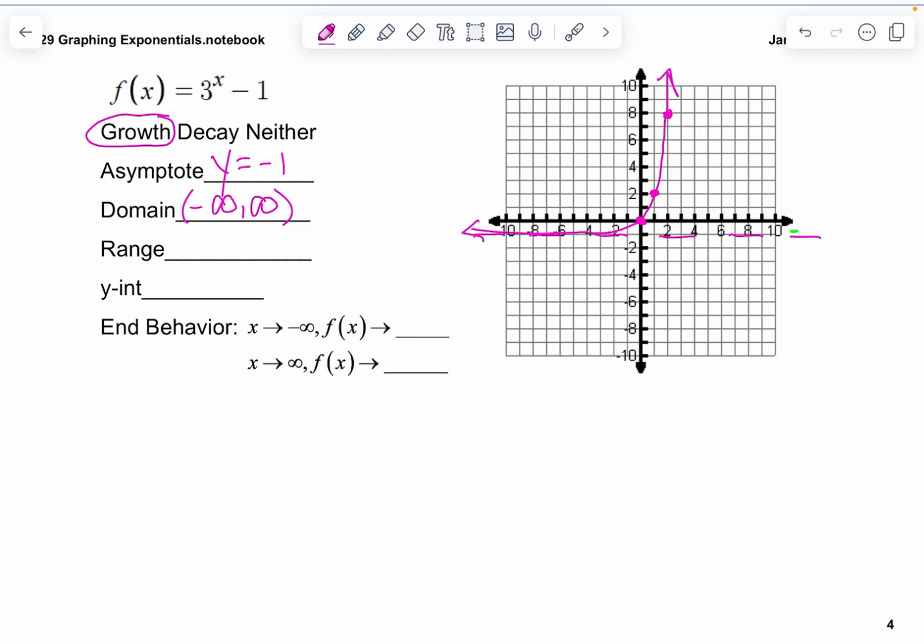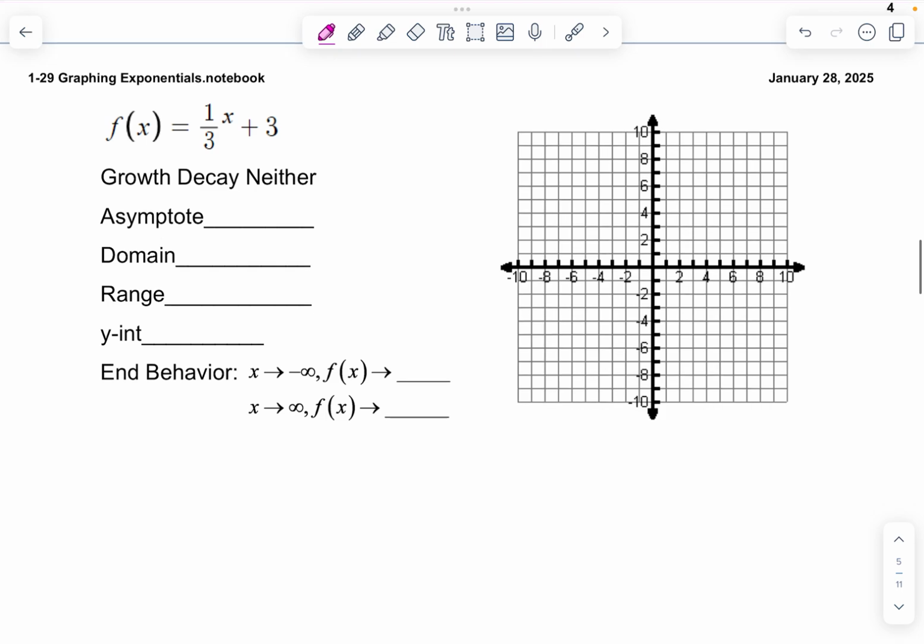So once we have the graph, we can do our range from the asymptote to positive infinity, and the y-intercept is (0, 0). And then our end behavior: as x goes to negative infinity, our graph is approaching the asymptote, which is y equals negative 1. As x goes to positive infinity, our graph is approaching positive infinity.